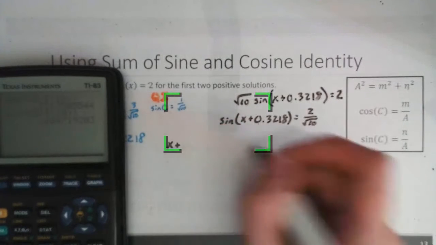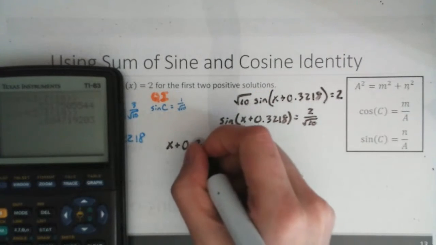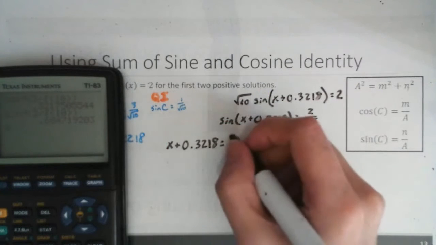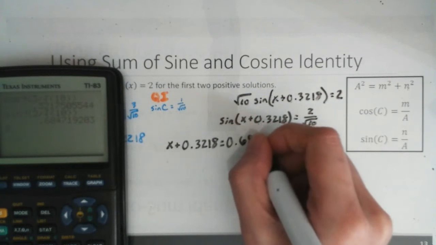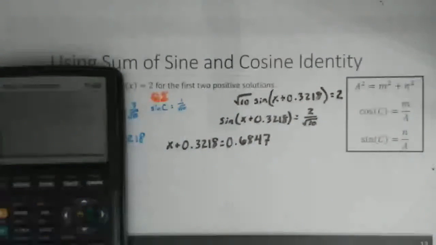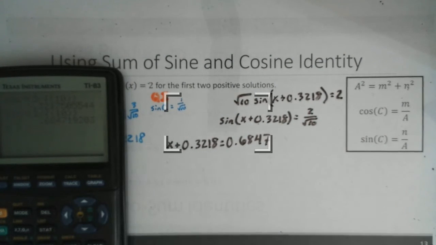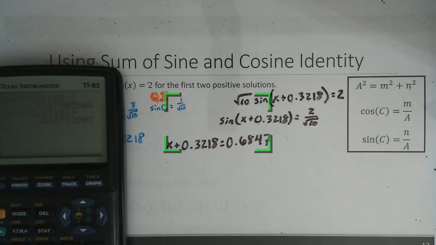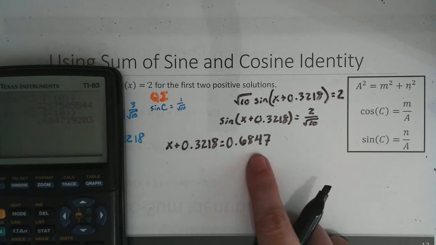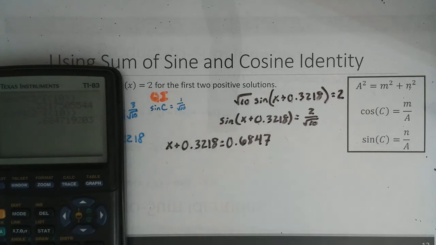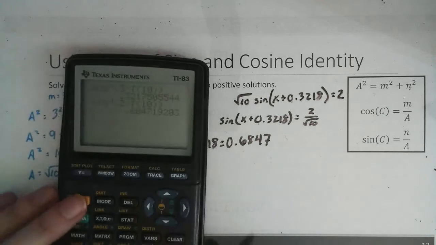So I get x plus 0.3218 is equal to 0.6847. Now, when you take inverse sine or inverse cosine, that is when you do two things. First, you find both angles. This is the first one my calculator gave me. That is quadrant 1. Sine is positive. Where else is sine positive? In quadrant 2.